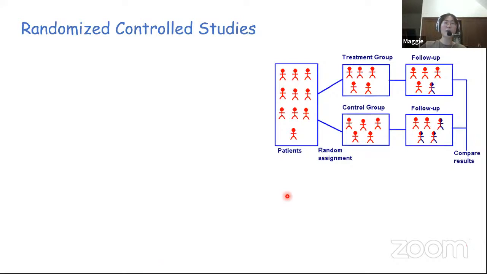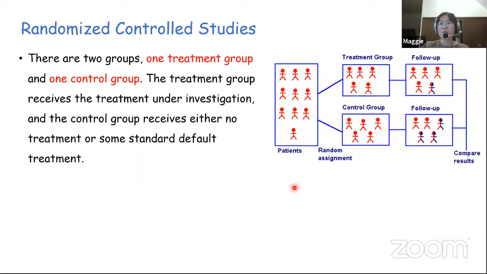I think most of you have heard of the randomized control studies because they are very famous, very common in clinical trials. So these are for two groups. Usually we include a group of patients and then randomly divide them into the treatment group and the control group. And then follow for a specific time, sometimes a few months, sometimes a few years, and then compare the results of the study.